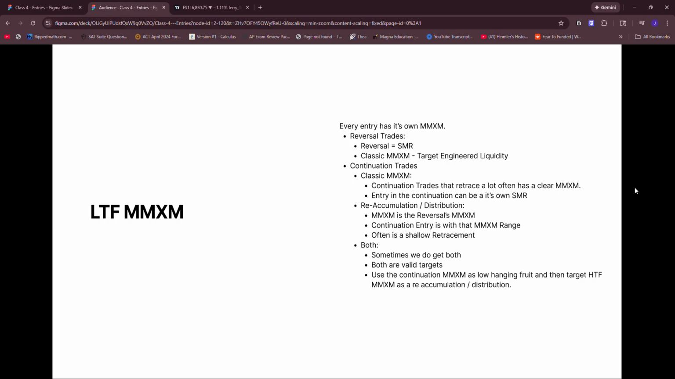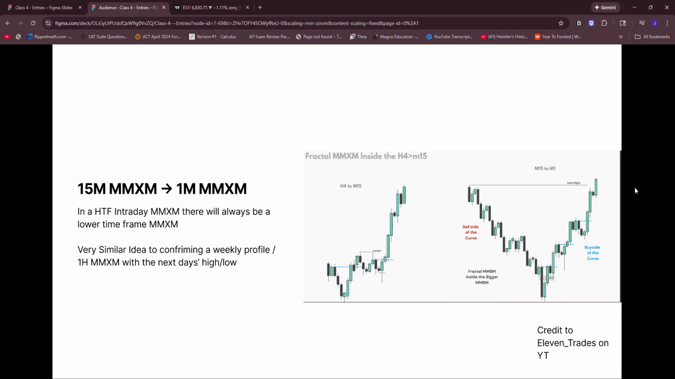However, sometimes the reversal range is not fully taken out, and the continuation targets, the continuation is just a reaccumulation or redistribution, right? So I'll explain that on the charts, and sometimes we do get both, right? But I'll explain this on the charts because it's a lot easier when you guys see it.